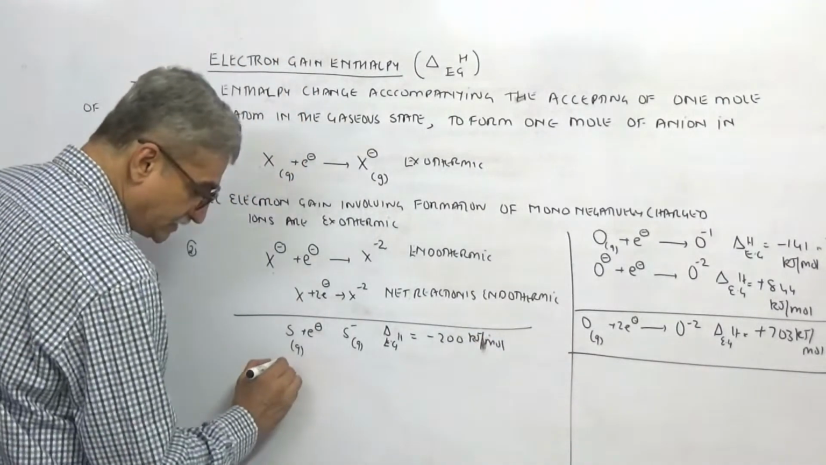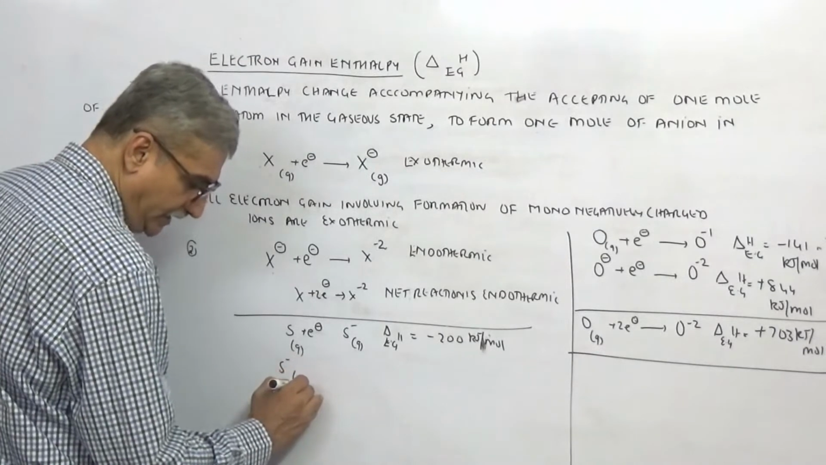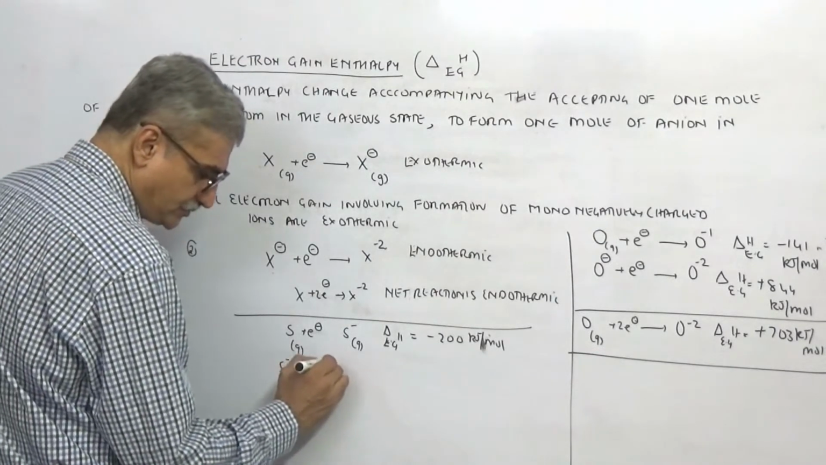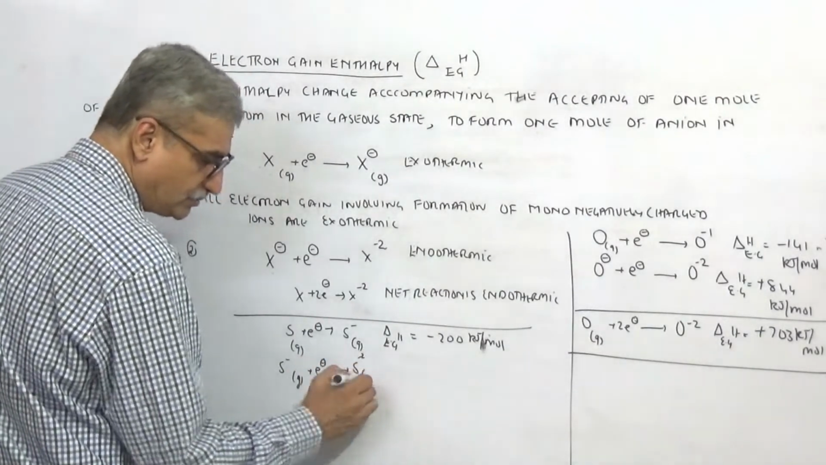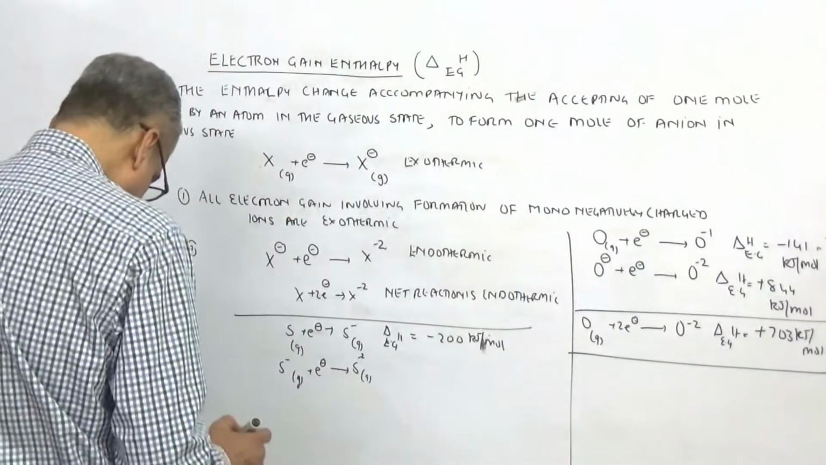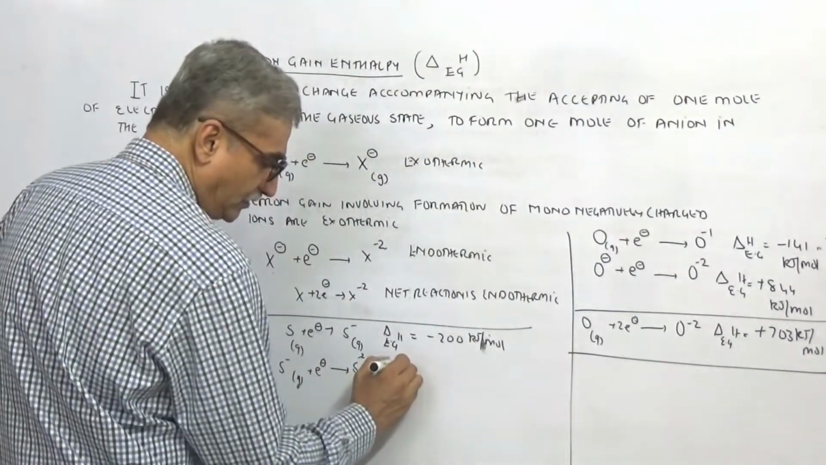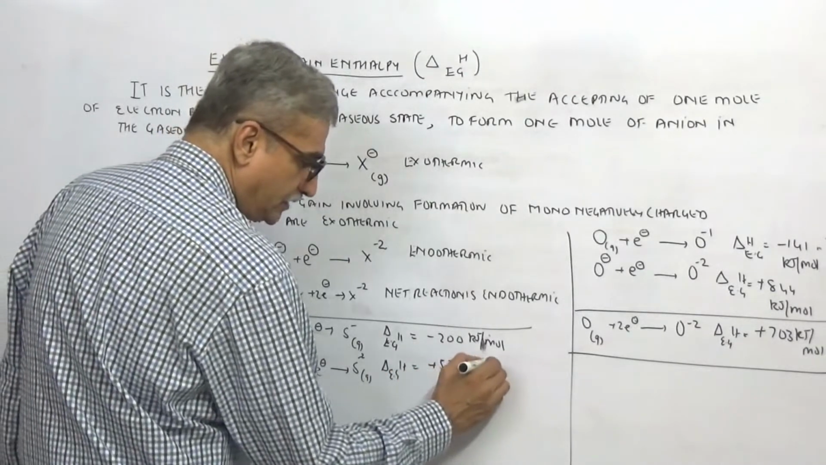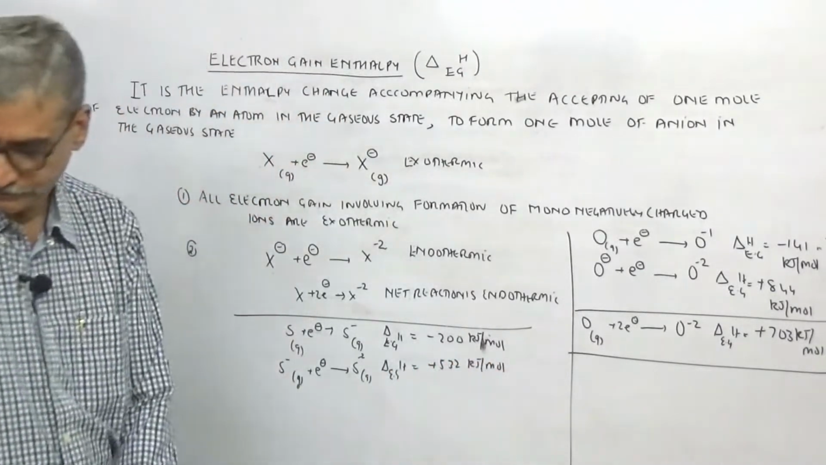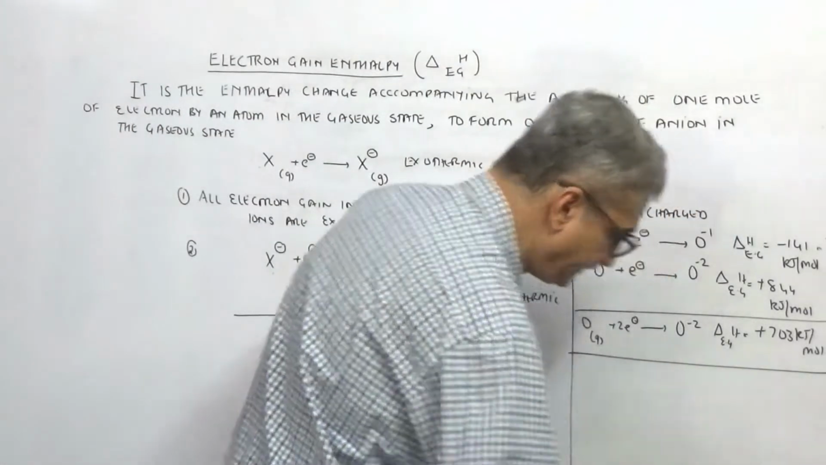But look at the second situation. Sulfide, the anion in the gaseous state, accepts 1 more mole of electron to form S minus 2 gaseous. In this case the value is around plus 532 kilojoule per mole. So what is the net value?